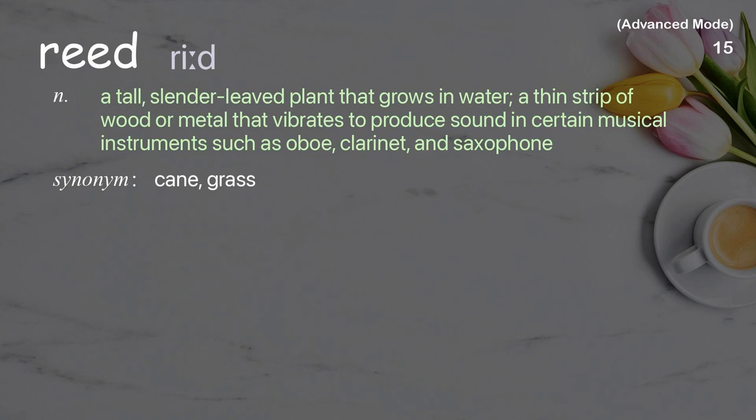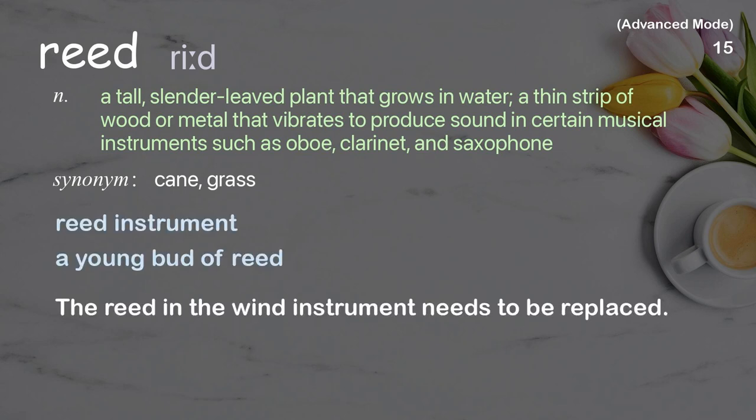Reed: a tall, slender-leaved plant that grows in water; a thin strip of wood or metal that vibrates to produce sound in certain musical instruments such as oboe, clarinet, and saxophone. Examples: reed instrument, a young bud of reed. The reed in the wind instrument needs to be replaced.